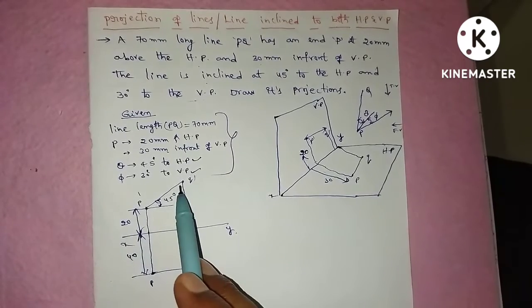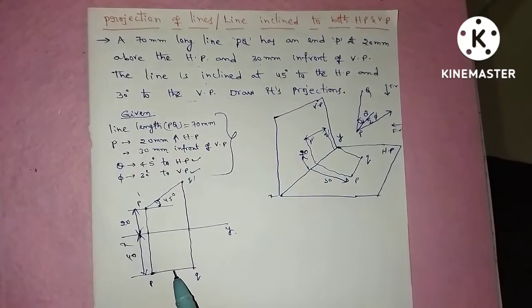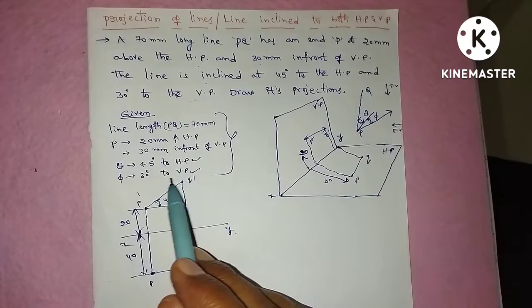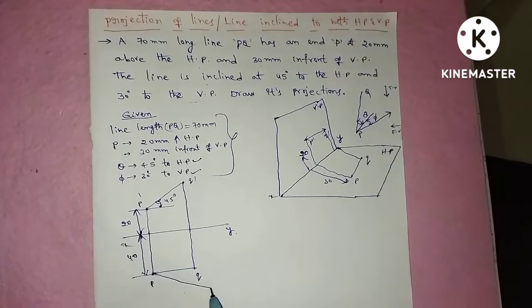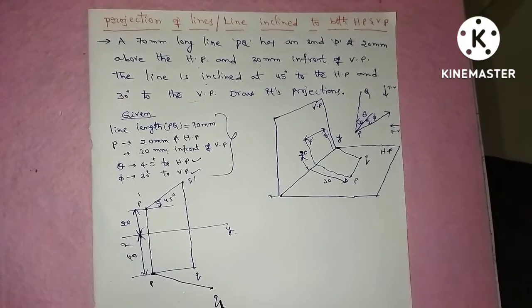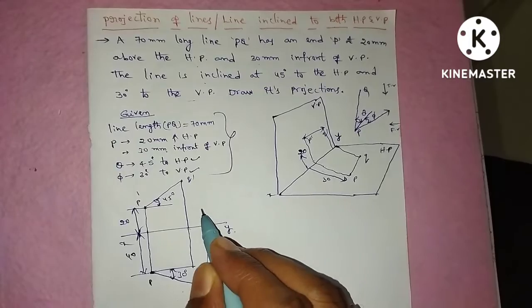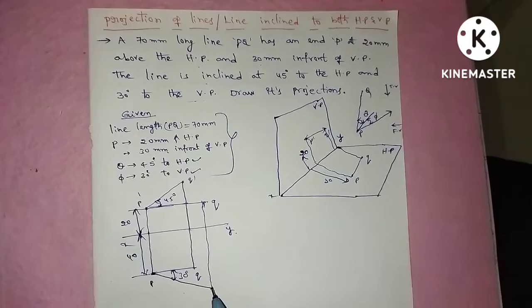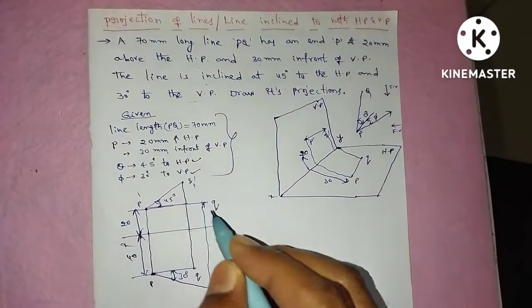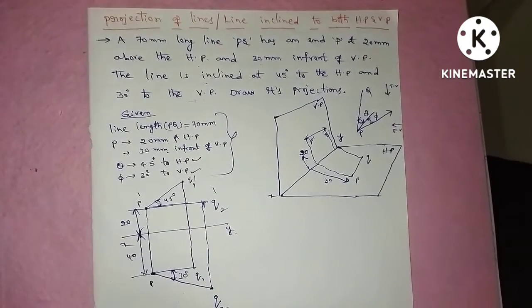Similarly, when the line is inclined to VP, first draw the top view PQ at an angle of 30 degrees. Then project the points P and Q to get the front view when the line is inclined to VP. Mark them as Q1 dash and Q1. So this is Q2 dash and Q2.